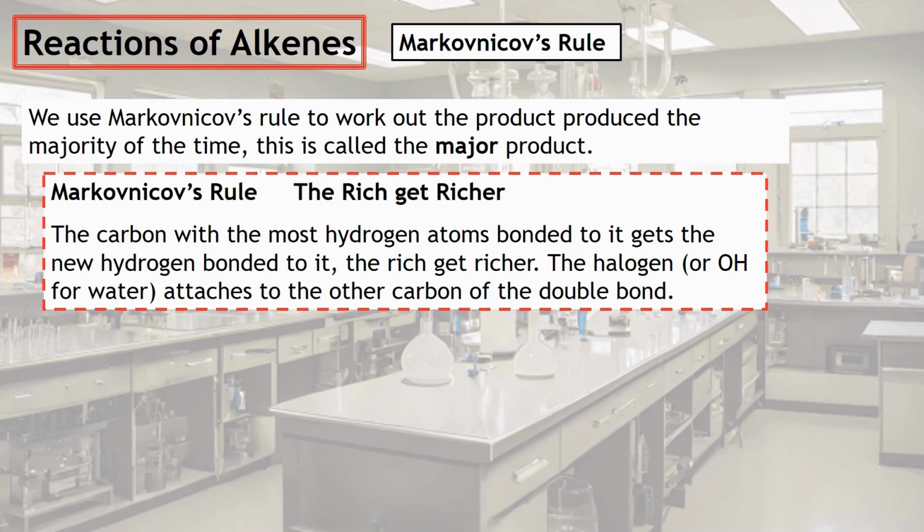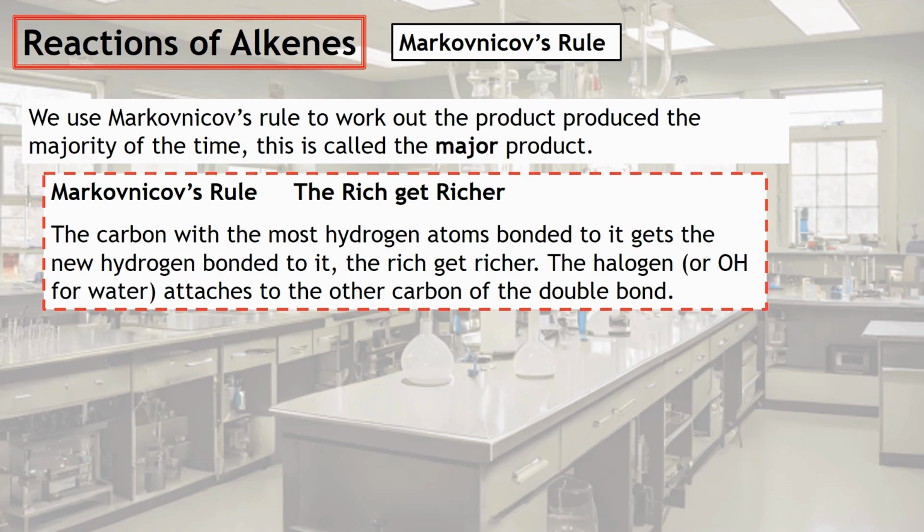It's called the rich get richer. What they mean by that is a carbon is rich if it has hydrogens directly attached to it. So the carbon with the most hydrogen atoms bonded to it gets the new hydrogen bonded to it. So the carbon that has the most initially gets the new hydrogen, and the halogen, or the OH if it's water, attaches to the other carbon.